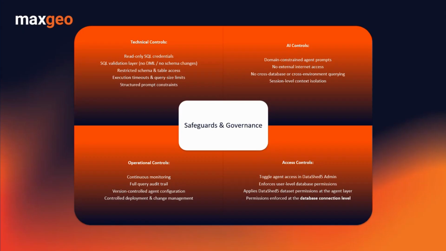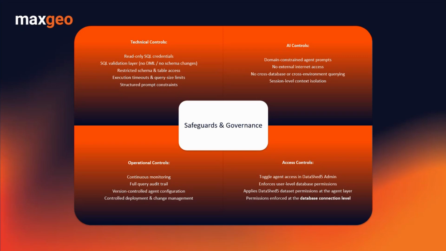No cross-database access or cross-environmental querying. So again, all that information is passed through Datashed 5 and your connection is passed in through the agent directly to that database with read-only access. And session-level context isolation. So again, only in the chat that you are working in does it have context of. It does not remember the other conversations you might have had or other conversations other people have had. It immediately forgets that information. So it's only session level context.